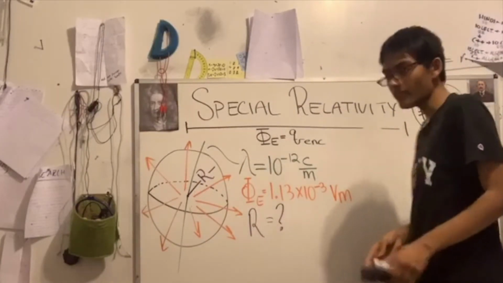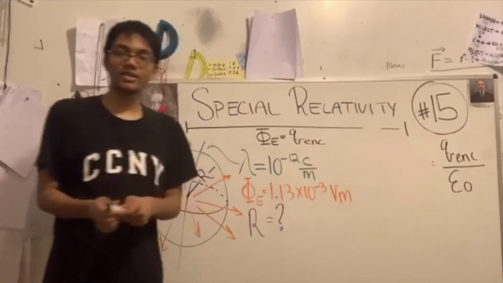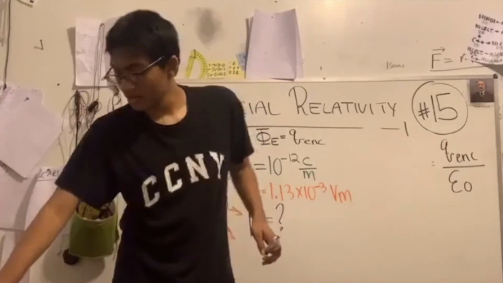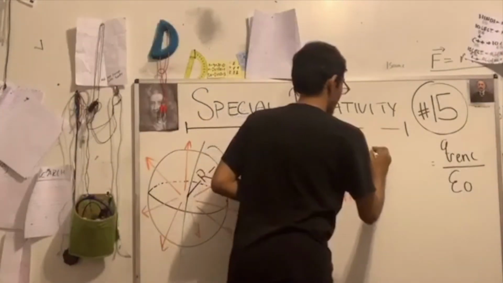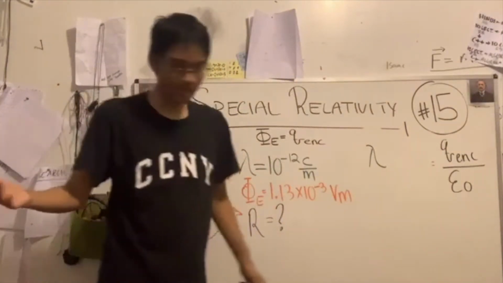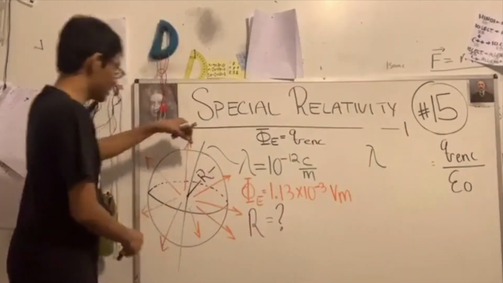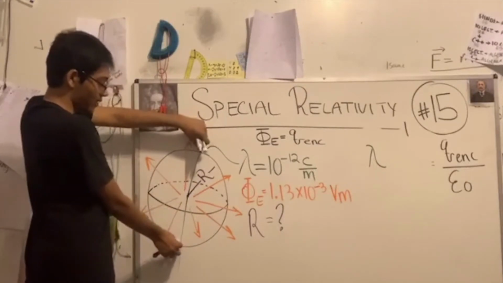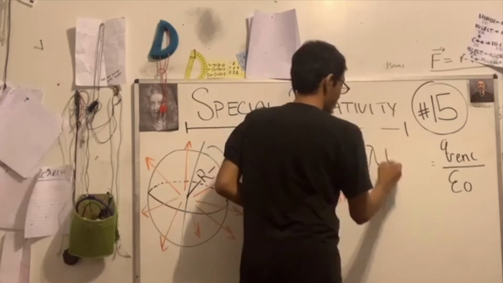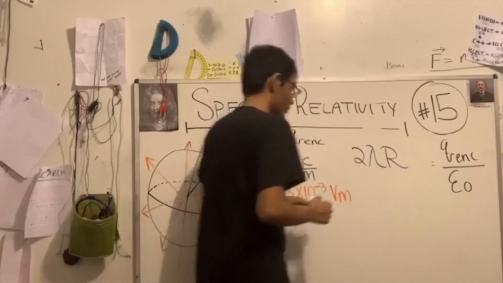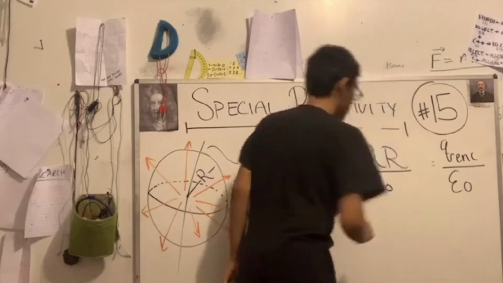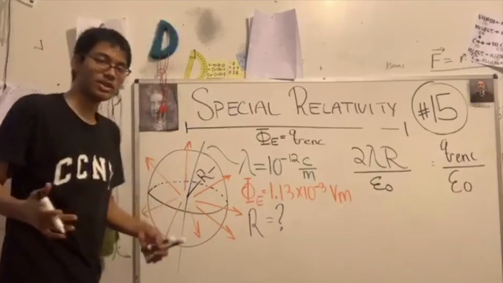So I know my net amount of enclosed charges is going to be given by my charge density times 2 times the radius of the sphere. Why 2 times the radius? Well, because if you take a look at this diagram, the length of this wire is simply the whole diameter, and we know the diameter is given by 2 times the radius. Okay, and of course all of this is going to be divided by the permittivity of free space, a constant which we know already, right? Or you can look it up if you don't know.